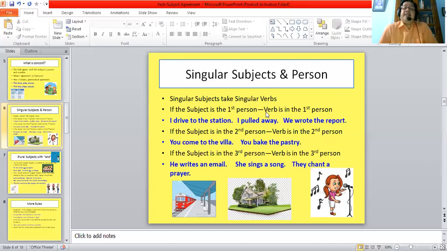So if it's in the first person, it will take the first person form. If it's in the second person, it will take the second person form. If it's in the third person, it will take the third person form. So there is a correspondence between the subject and the verb in person and, of course, in number also.